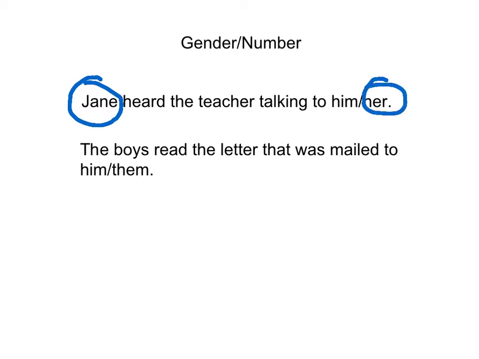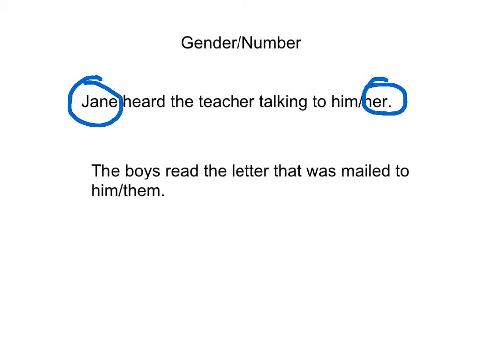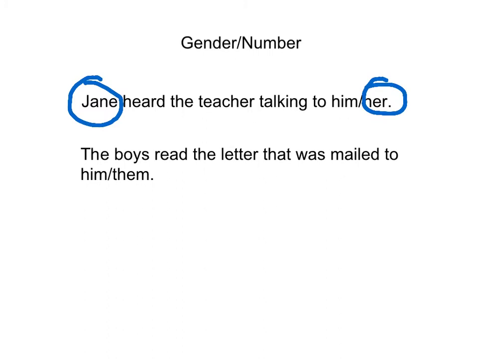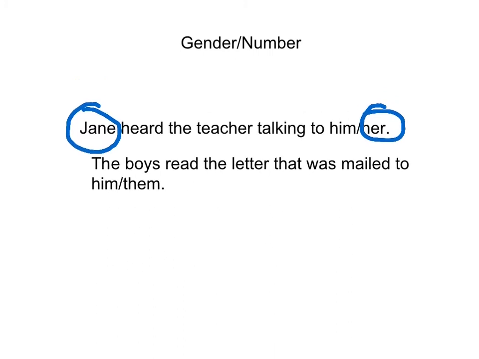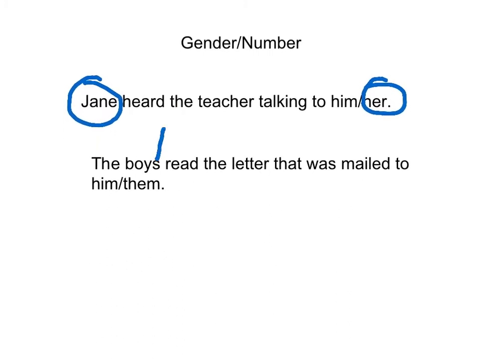Number, or whether or not the noun is plural or not, is also important. When you look at the sentence below, the boys read the letter that was mailed to him or them. Boys is a plural noun. You can see that there's an S here. It's a plural noun. So you have to make sure that the pronoun that matches the antecedent is also plural. So the boys read the letter that was mailed to them, not him, because him would just be a single noun.